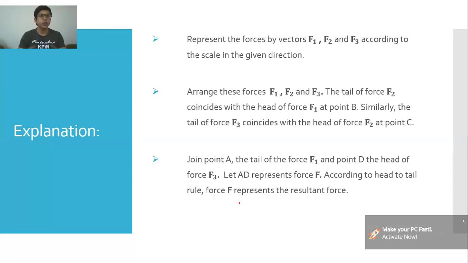Whenever you are adding two or more than two vectors, just remember, you have to join the head of the first vector with the tail of the second vector. And for the resultant vector, you have to join the tail of the first vector with the head of the last vector.